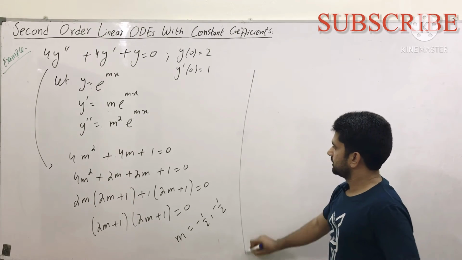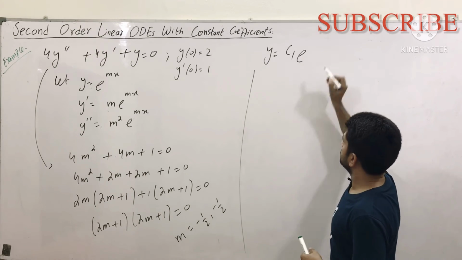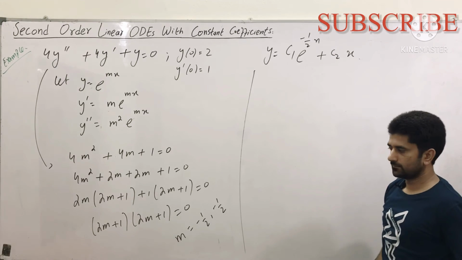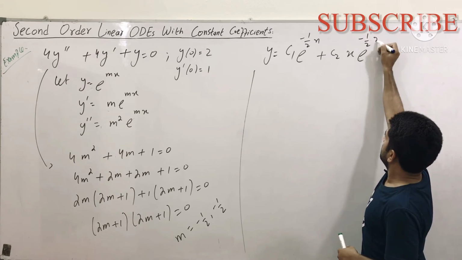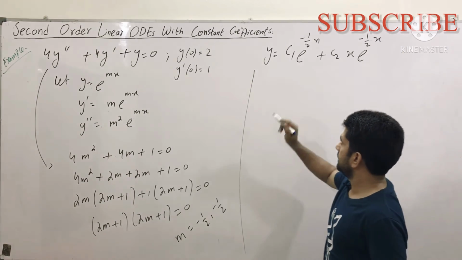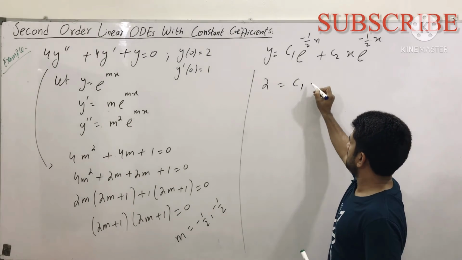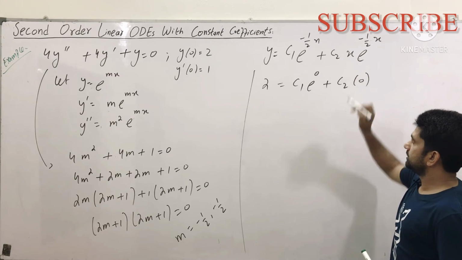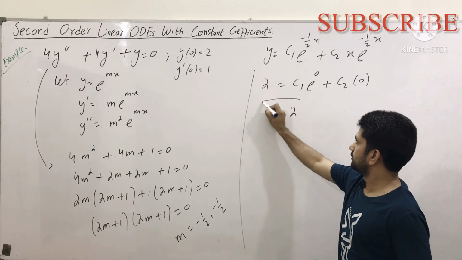So for this we have y = c1 e^(first root) + c2 x e^(second root), which is again -x/2. Now for the initial condition, when y is 2, x is 0. So c1 e^0 + c2 times 0 completes to 0, so we have c1 = 2.